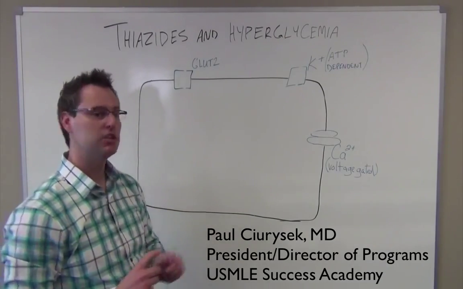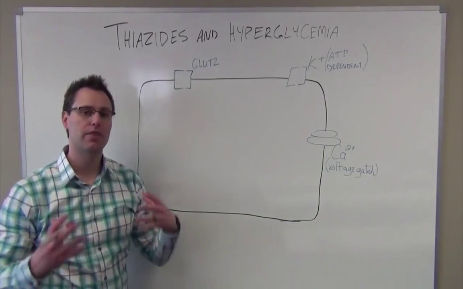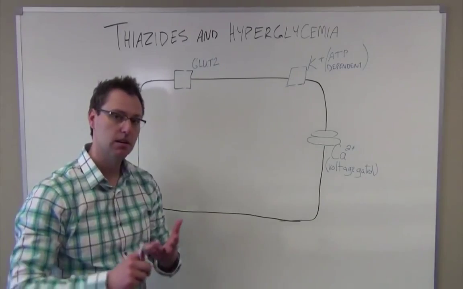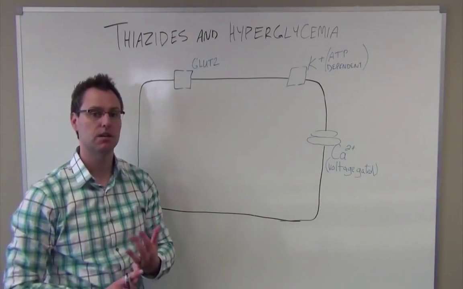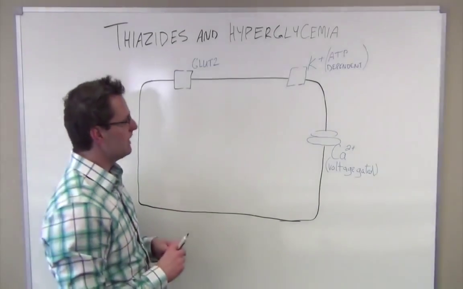Today we're going to discuss the relationship between thiazide diuretics and hyperglycemia. Now we all know that thiazide diuretic use can lead to things such as hyperglycemia, hyperlipidemia, hyperuricemia, and hypercalcemia. But it's important to understand the mechanism behind all this happening. So let's go into that right now.